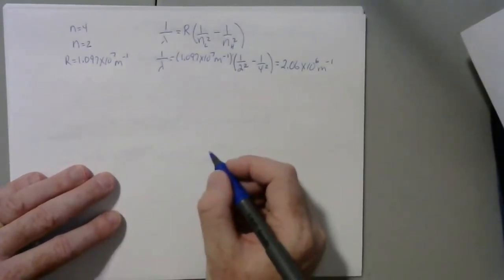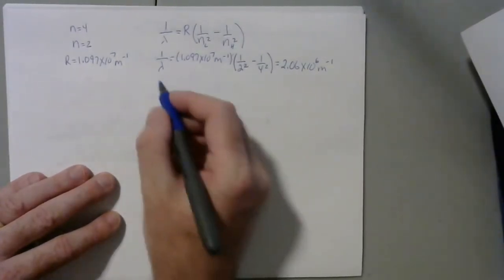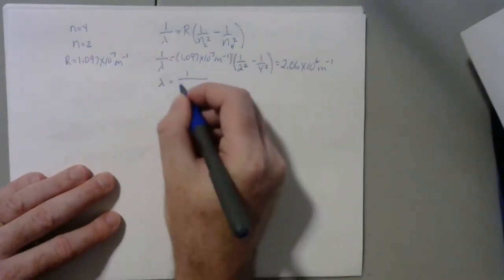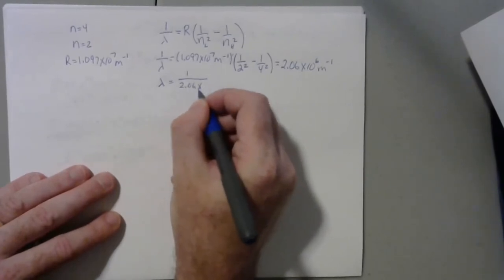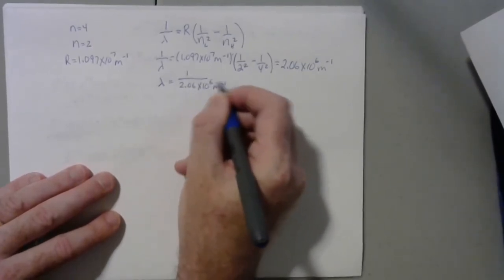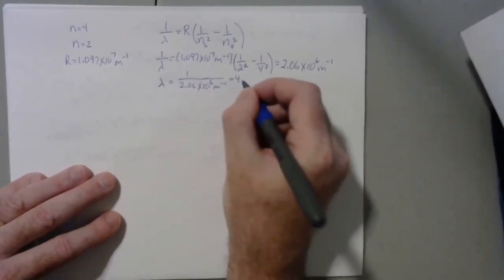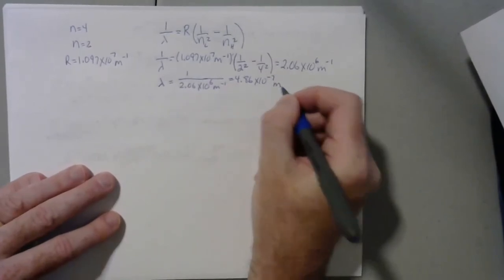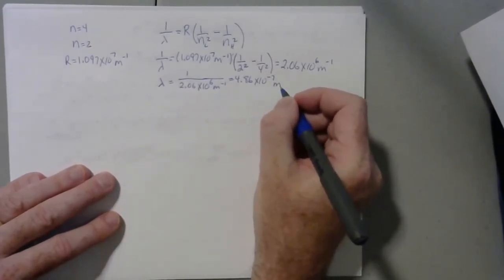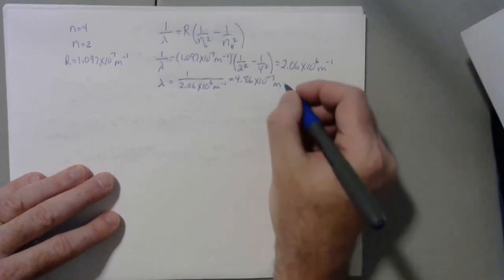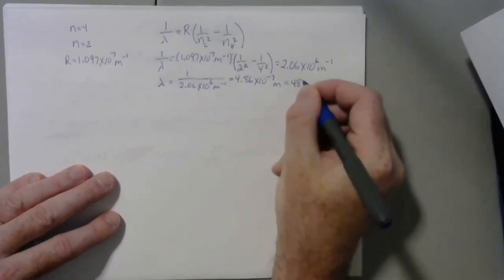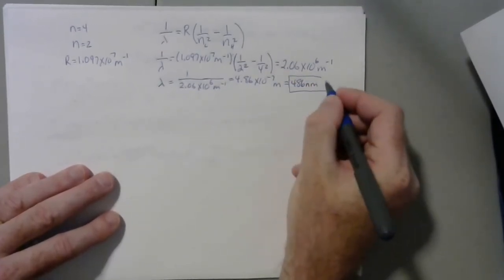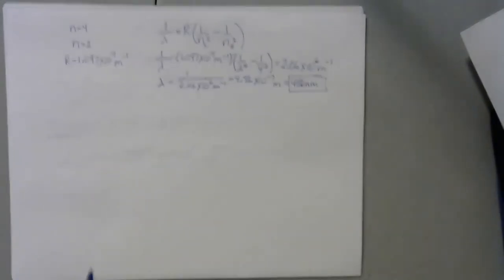That's not where we want to leave our answer, and it's a common mistake to leave it there because that's 1 over lambda. That's not lambda. So lambda is going to be 1 divided by that. So we need to take the reciprocal of 2.06 times 10 to the 6 meters to the minus 1, and we'll get 4.86 times 10 to the negative 7th meters. Now, a lot of times wavelengths of light are in nanometers, so if you multiply that by 10 to the 9th power, we'll get 486 nanometers. And that's that teal line in your hydrogen spectrum.